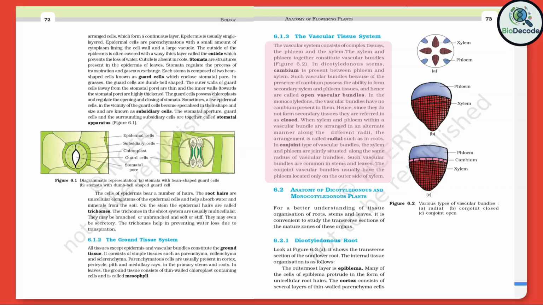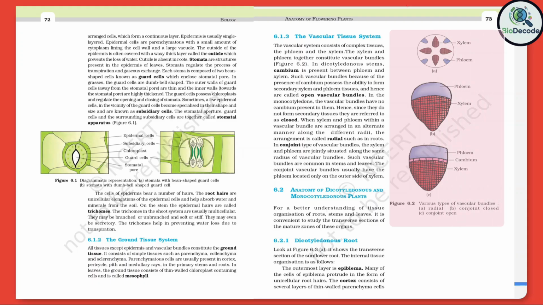When xylem and phloem within a vascular bundle are arranged alternately along different radii, the arrangement is called radial, as found in roots. In conjoint types of vascular bundles, the xylem and phloem are located together along the same radius. Such vascular bundles are common in stems and leaves. Usually in conjoint vascular bundles, the phloem lies only on the outer side of the xylem. Figure 6.2 shows various types of vascular bundles.